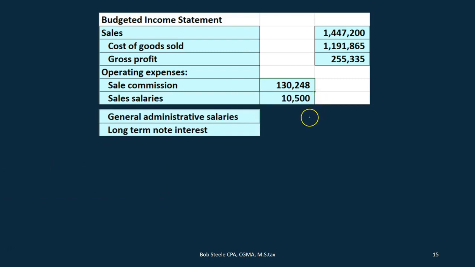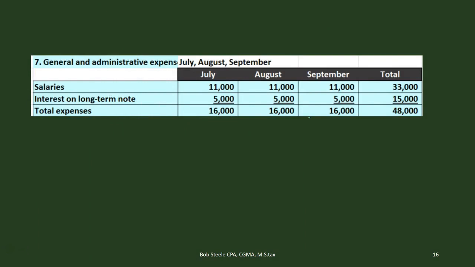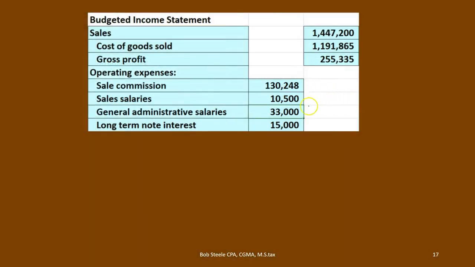All right, then we have the general administrative salaries and the long-term note interest, and we're going to pull that from here. So we got the general administrative. This one we did total up for the $33,000 and the 15. We're just summing up the quarter, the full quarter, which is of course the 3 months in this case. So here's the 33 and the 15. General administrative long-term note interest.